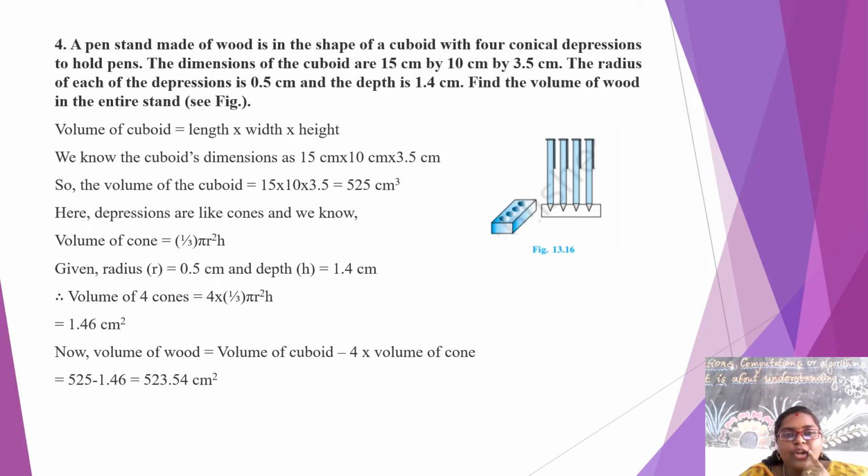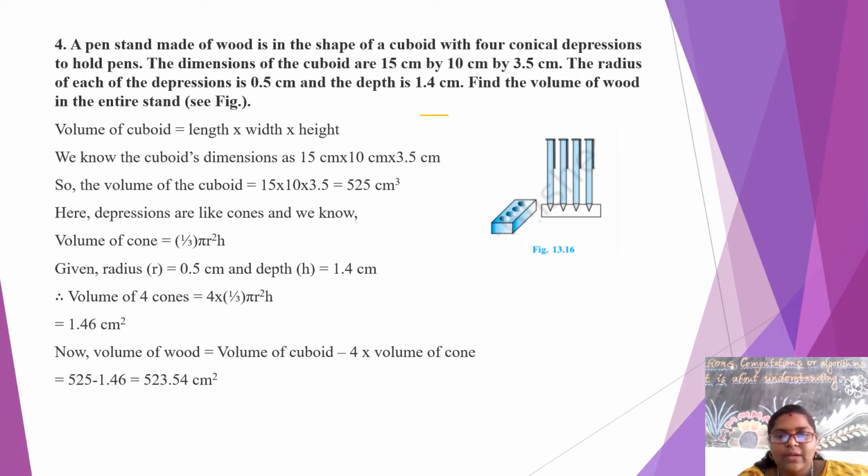A pen stand made of wood is in the shape of a cuboid. So there is a cuboid with 4 conical depressions to hold the pen. The dimensions of the cuboid are 15 centimeter by 10 centimeter by 3.5 centimeter. The radius of each depression is 0.5 centimeter. Depression means cone shape only they are telling. And the depth, 1.4, they have given, which is the height only.